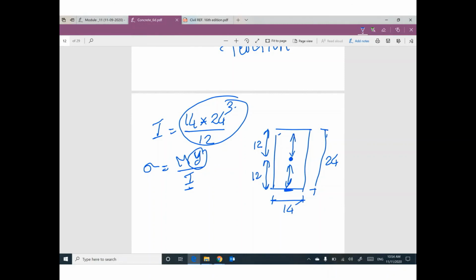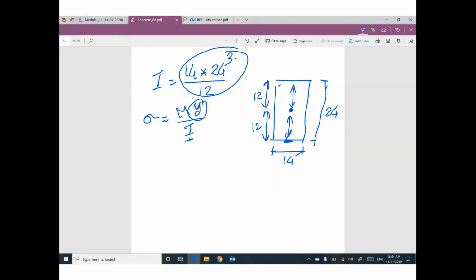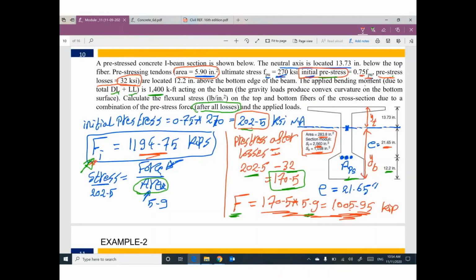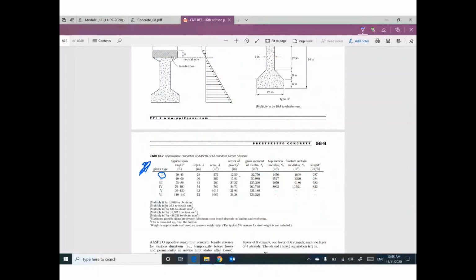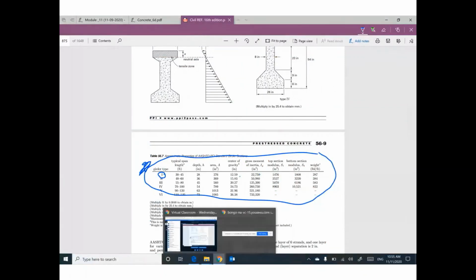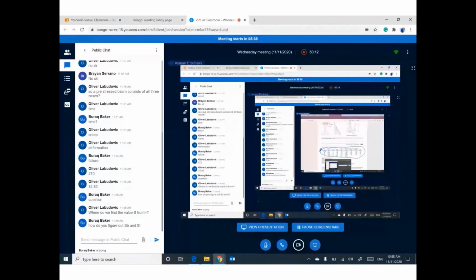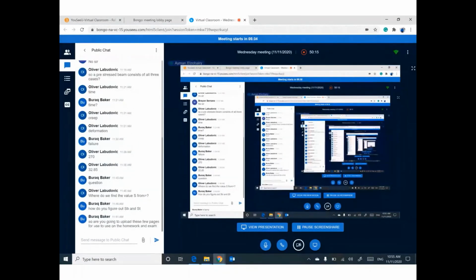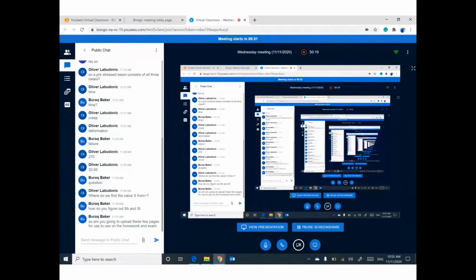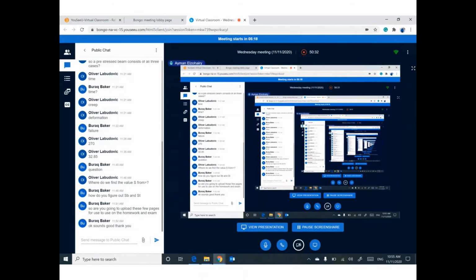That makes sense? But if your cross section is complicated, and probably you can expect something like this in the exam, like this one. But promise, if you are given this type of cross section, I will give you the section properties, because as you know, the section properties are given in tables. Don't worry. If I give you different cross section, I will give you the section properties in the problem. If you look at the homework, all of them are rectangular. Don't worry.